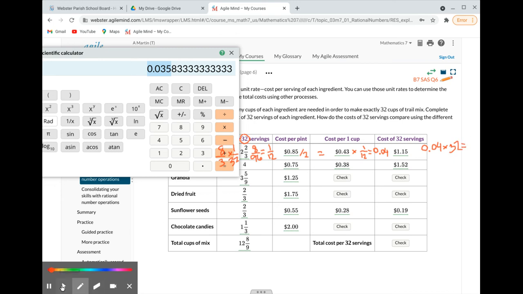So I'm going to take this. I'm going to click times 15. Why'd I say times 15? That was dumb. I just said to multiply by 32. 0.35 times 32. Oh, it was 0.035.